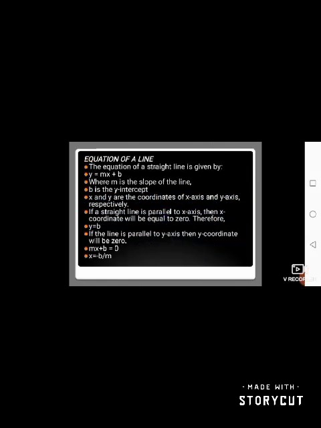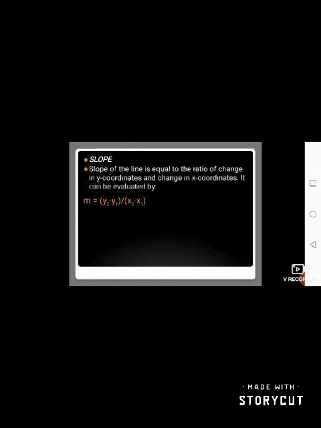So, the equation of a line. The equation of a straight line is given by y is equal to mx plus b, where m is the slope of the line, b is the y-intercept, x and y are the coordinates of x-axis and y-axis respectively. If a straight line is parallel to x-axis, then x-coordinate will be equal to 0. Therefore, y is equal to b. If the line is parallel to y-axis, then y-coordinate will be 0. Mx plus b is equal to 0. X is equal to negative b over m.